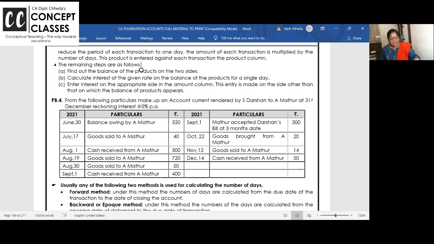I think it's there in the CA study material also. But anyhow, if you want to do it, if you're still stuck with the reading product and all, we will post it and complete it.